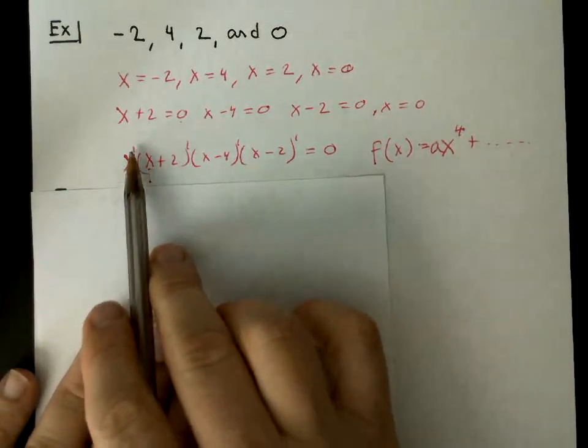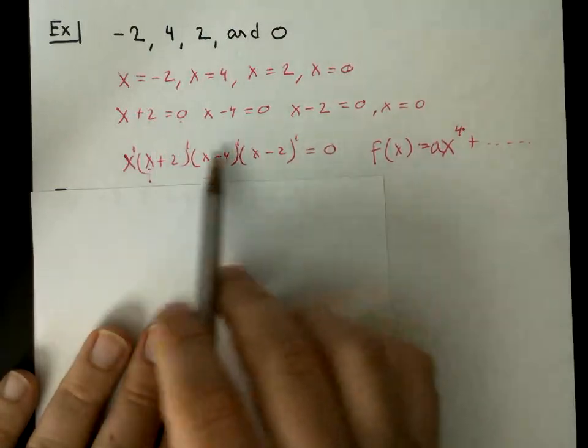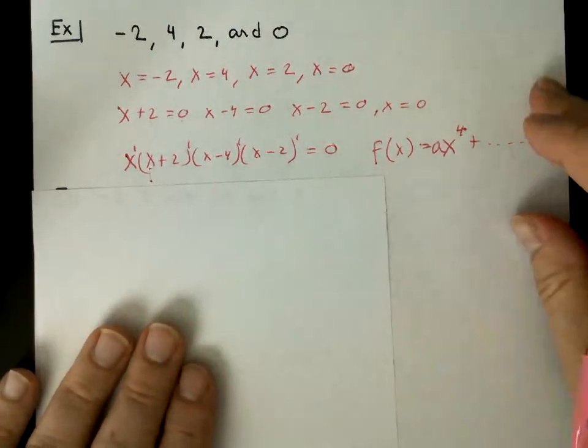Why is it degree 4? Because there's a 1 multiplicity, 2, 3, 4 multiplicity. So there's 4 powers here.